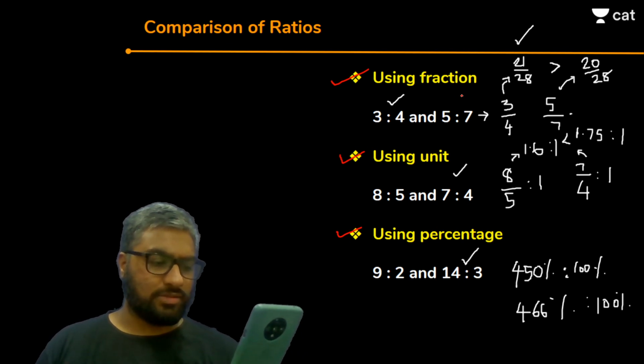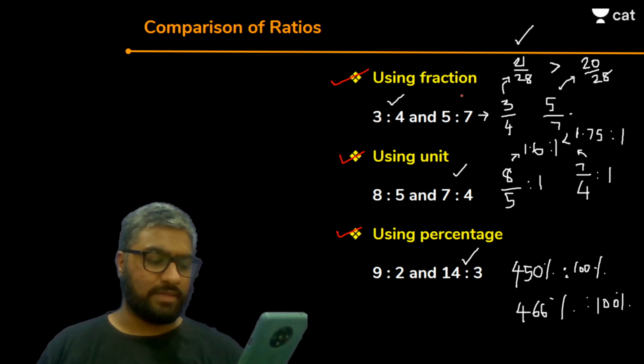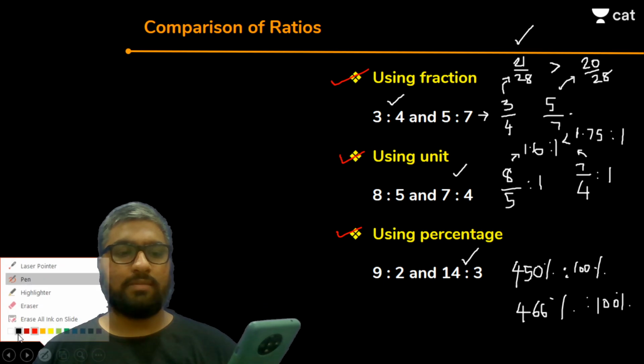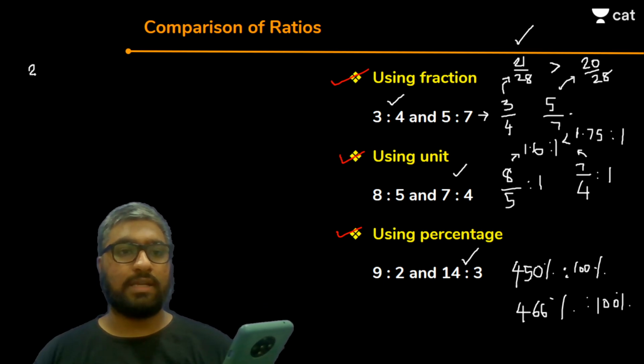Anup, what is it? Solve me questions 20 is to 50 and 2 is to 7. As in compare which is greater. Is that what you're asking? Are you asking me to compare 20 is to 50 and 2 is to 7?